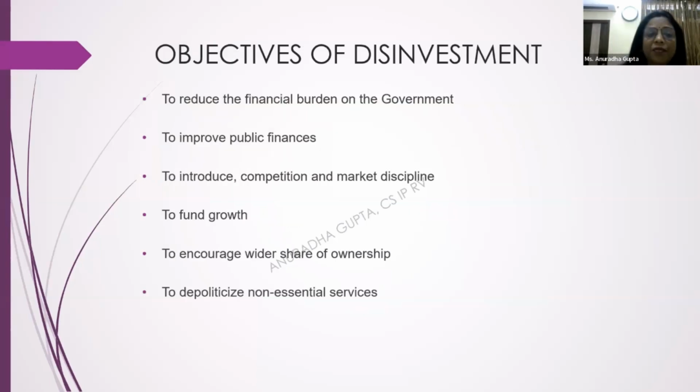So the objective of disinvestment is to reduce the financial burden on the government, because the government has to bear all the expenses that are related to that public sector undertaking. So when you disinvest it, you are no more under obligation to bear all those financial burdens. To improve public finances, to introduce competition and market discipline, to fund growth, to encourage wider share ownership, and depoliticize non-essential services, which I was discussing in the start only, where those sectors which are non-strategic, the government should take a back step.